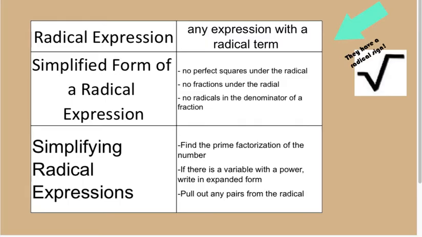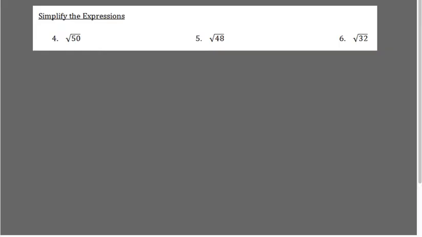So radical expressions are anything with a radical term. Simplified form says no perfect squares underneath the radical, no factors that I could pull out that I could take the square root of, no fractions under the radical, no radicals in the denominator of a fraction. So simplifying means find the prime factorization. If there's a variable with a power, write it in expanded form. Pull out any pairs from the radical.